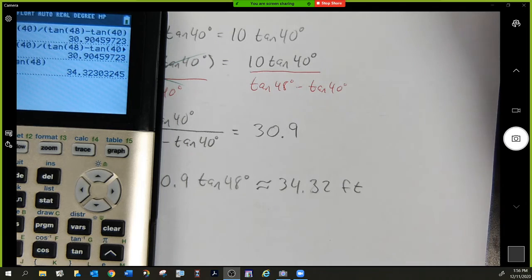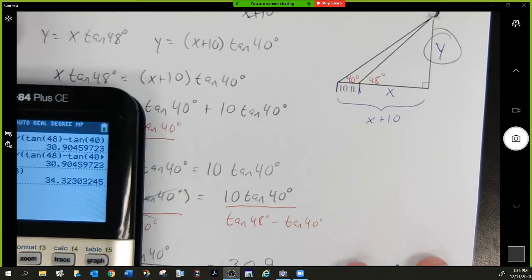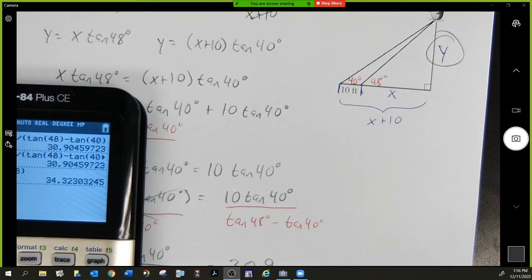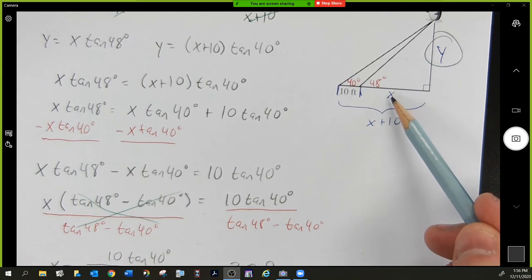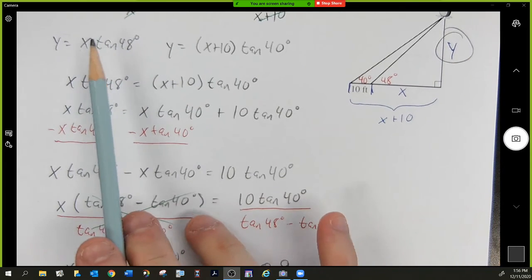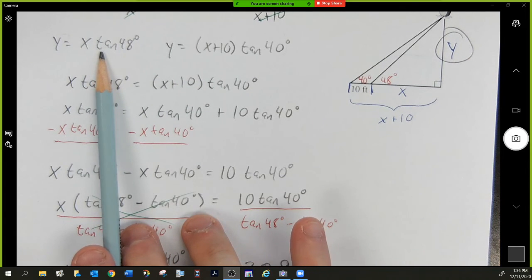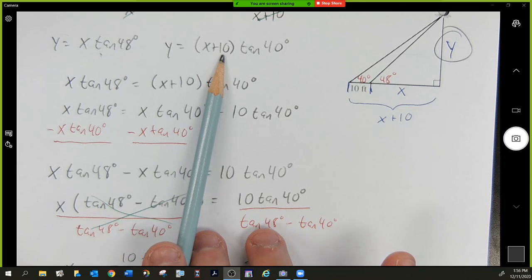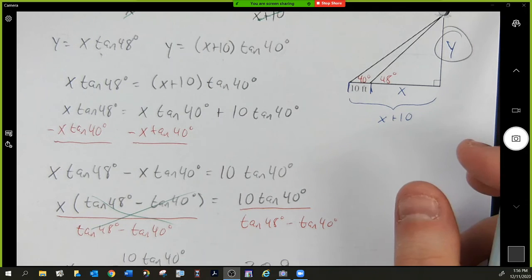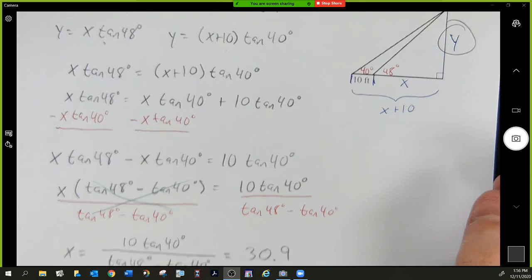It was asking for this. Oh, I circled it. It wanted to know how high above the ground is the penguin. So we were solving for y. When we solved for x, we found this number here, but we were supposed to find that, so I just used this. You mean use this one? Yeah, you could have done that. Yeah, it's the exact same answer.